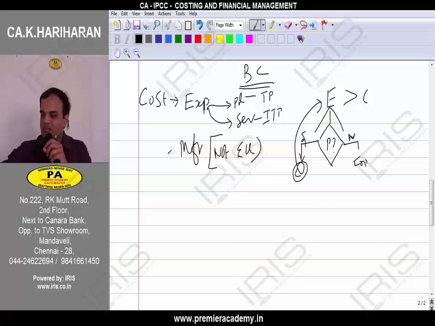That is the way in which to ascertain the cost. The way in which to ascertain the cost is called costing. Process of ascertaining the cost is called costing.